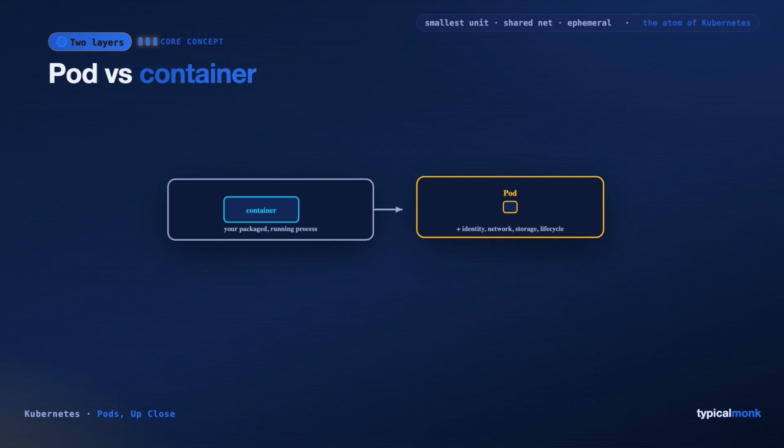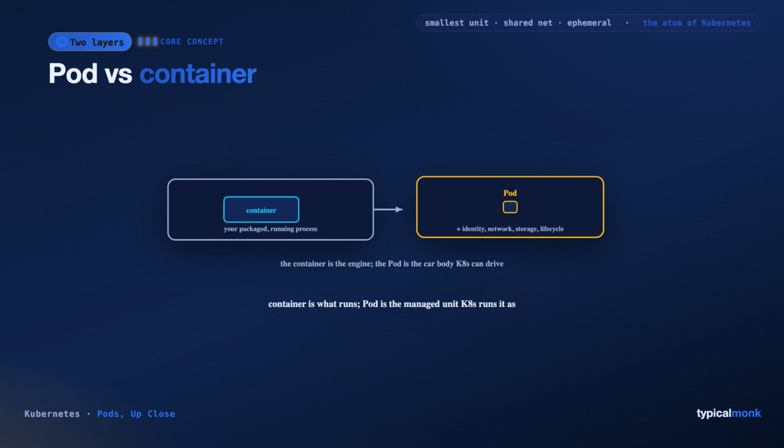A pod is a wrapper around that container that adds the things Kubernetes needs to manage it as part of a cluster. It gives the workload an identity within the cluster, a network presence, a place for shared storage, and a managed lifecycle. Where the container is a general concept from the container world, the pod is Kubernetes' own unit, the layer at which Kubernetes takes over and provides its orchestration. Think of the container as the engine and the pod as the car body around it that lets Kubernetes actually drive it.